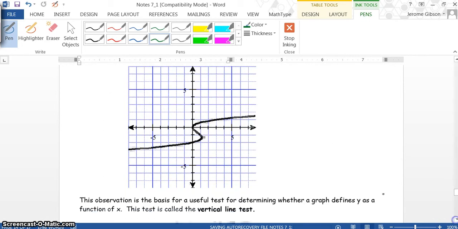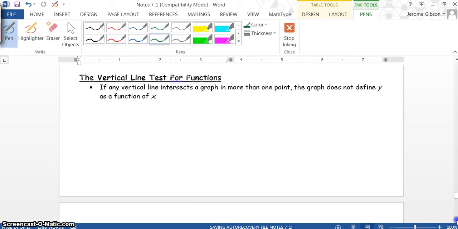Now, taking that, we could look here. If you look at this graph here, if I drew a vertical line, say here, it will hit this graph more than once, so this is not a function. Remember, if there's any place on this graph that I could draw a vertical line and it hits it more than once, then it's not a function. Now this further explains what I just said to you.